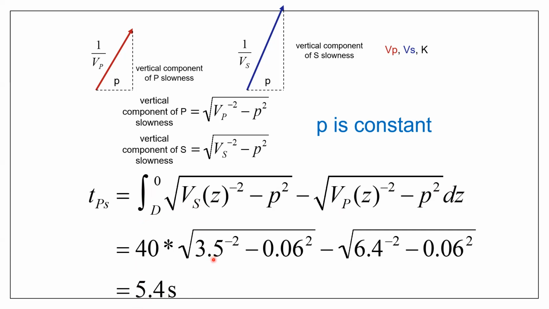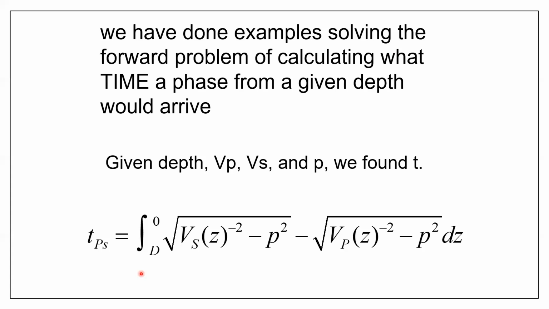If your shear wave velocity is 3.5 kilometers per second and the ray parameter is 0.06, and the P wave velocity is 6.4 kilometers per second and the ray parameter is around 0.06, then if you solve it, it will come around 5.4 seconds. So this is how the travel time of the P2S converted phase may be calculated.